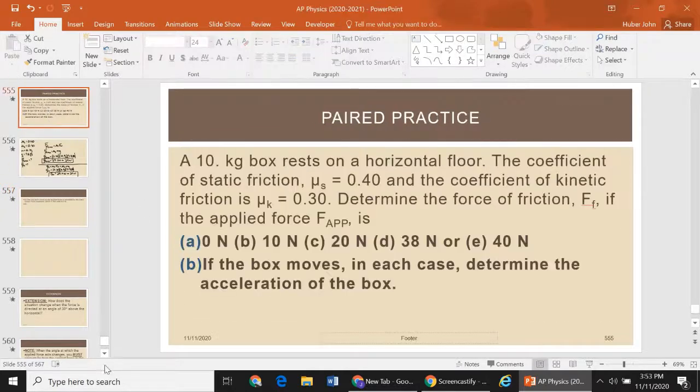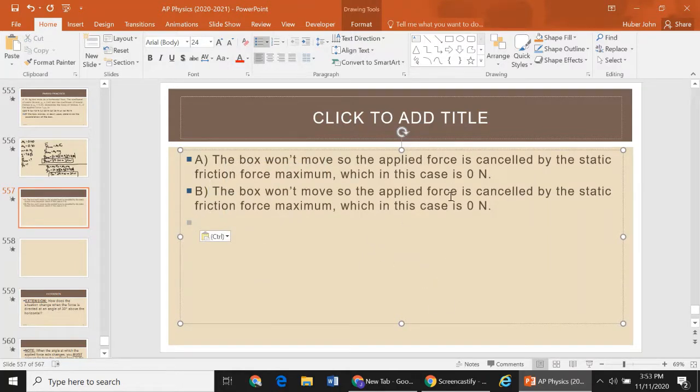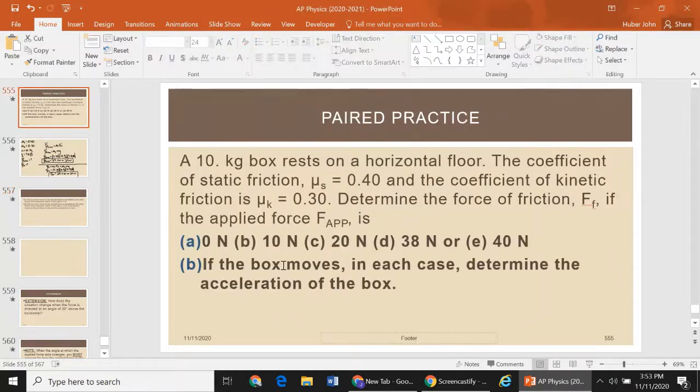For part B, it says the applied force is 10 newtons. Well, the box won't move, so the applied force is canceled by the static friction force, which in this case is going to be 10 newtons. They have to cancel, so the net force is 0. And the acceleration is 0. And notice here, that's going to be the answer for part C and for part D, because those applied forces are not enough to make the object move.